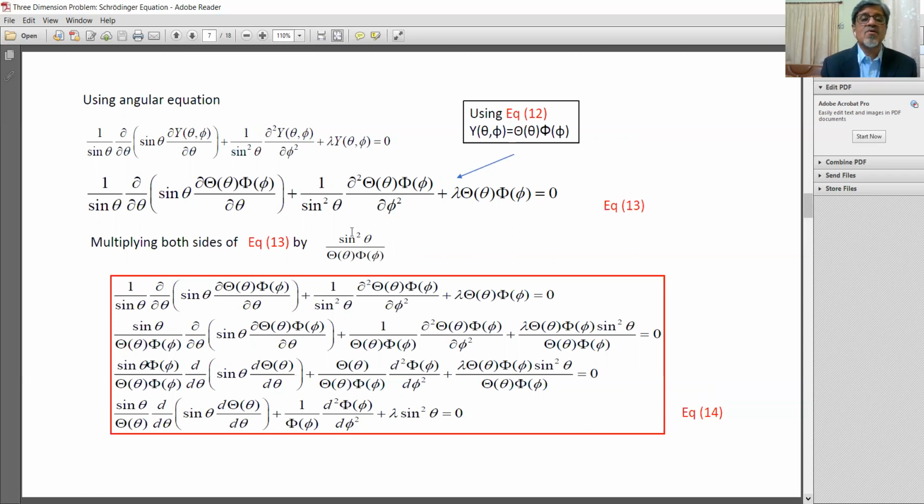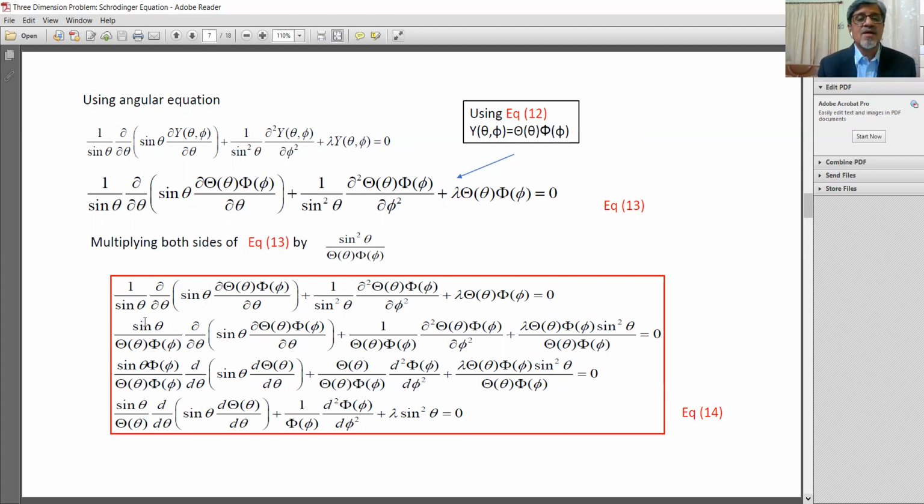Now we call it equation number 13, and we do one process: multiplying both the sides by sine square theta divided by Theta(theta) and Phi(phi). So we multiply both the sides by this particular thing. So here 1 upon sine theta del by del theta, and this Theta(theta) Phi(phi), and 1 upon sine square theta d2 Theta and d phi square. Again we are repeating the same equation. Now we multiply by sine square theta divided by Theta(theta) and Phi(phi).